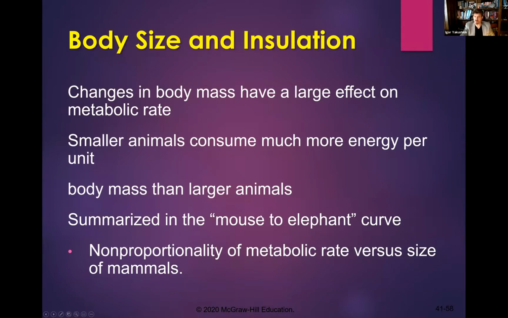Body size and insulation, extremely important. So something known as a mouse versus elephant curve. The bigger the size, the more the metabolic rate is decreasing. It's basically the surface to volume ratio. Very, very important. Smaller animals will consume much more energy per gram of body, or per kilogram of body, in order to survive. The smaller they are, the more often they have to feed, because once again, metabolic rates versus size are non-proportional. Actually, it's a reverse proportion.